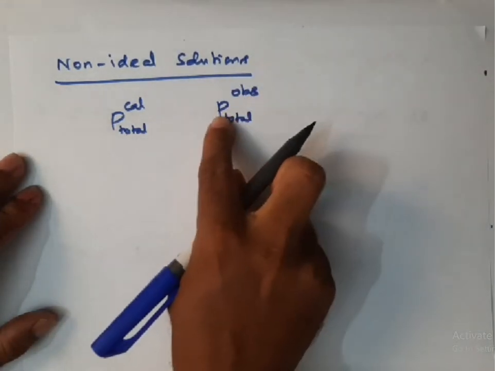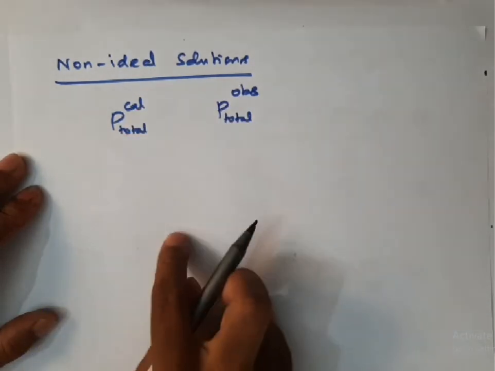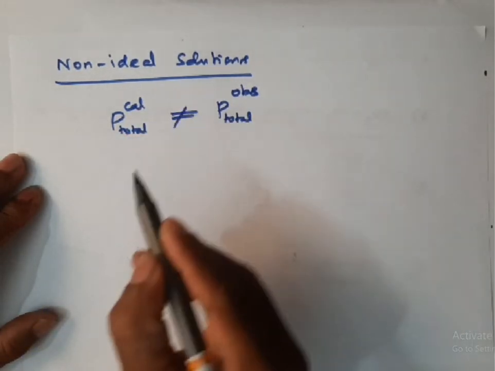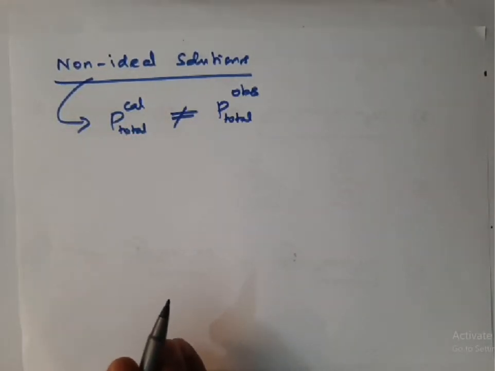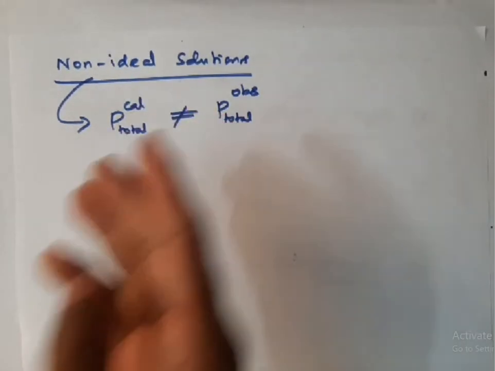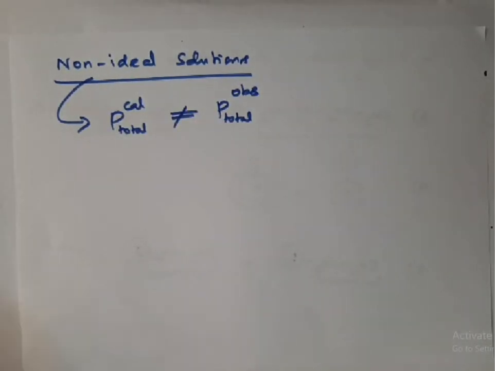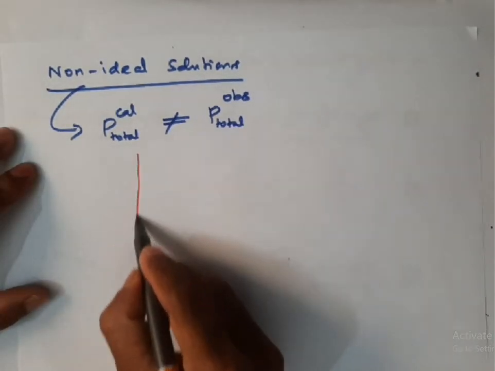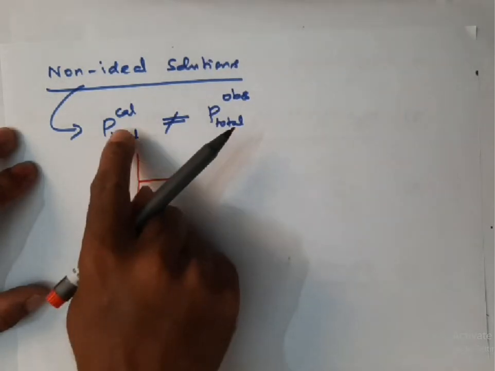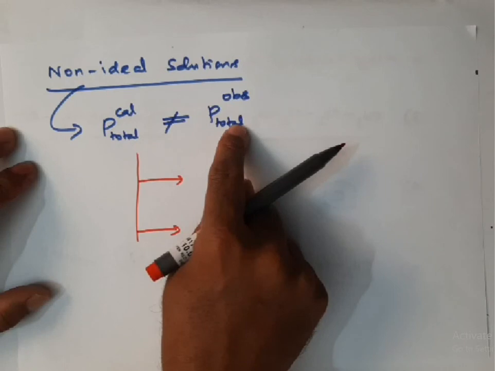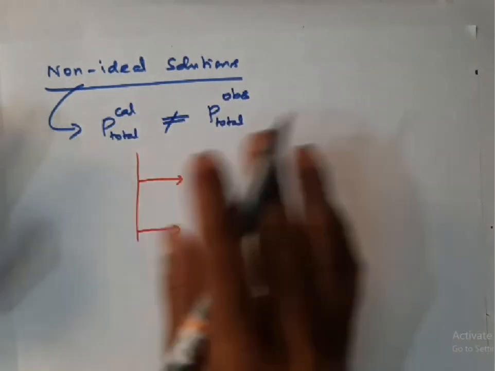This is the observed total pressure and this is the calculated total pressure. If these two are not equal, we call the solution a non-ideal solution. Students, observe carefully. If they are not equal, it is a non-ideal solution. If they are equal, it is ideal. Very simple. Now here there are two possibilities: calculated may be greater than observed, or calculated may be lesser.